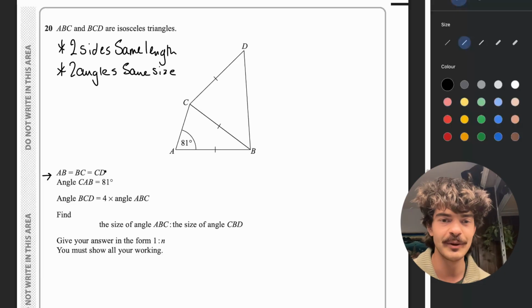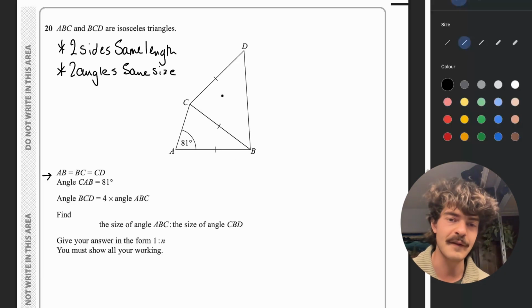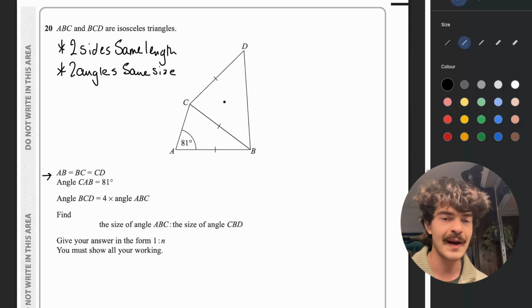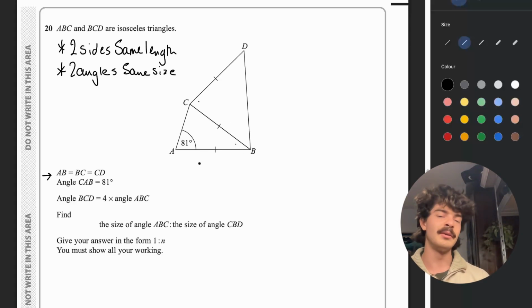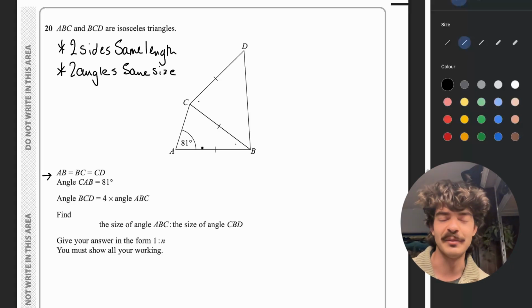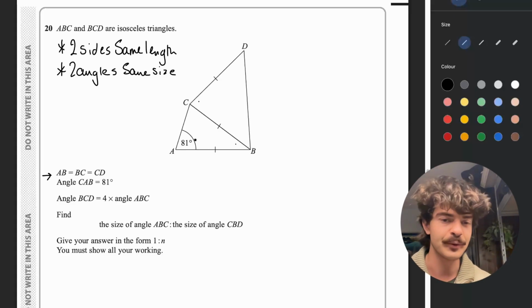Nicely, it's kind of reminded us that the sides are the same length here. AB is equal to BC, which is equal to CD. Nice, they've given us all of these lines all the way through. That's what those mean. Now, angle CAB, that's this one we've been given, is 81 degrees. Cool. And then we're told that angle BCD, that's here, is 4 times the angle ABC, that's over here. Cool. So I'd say that our objective at the moment is just to start figuring things out.